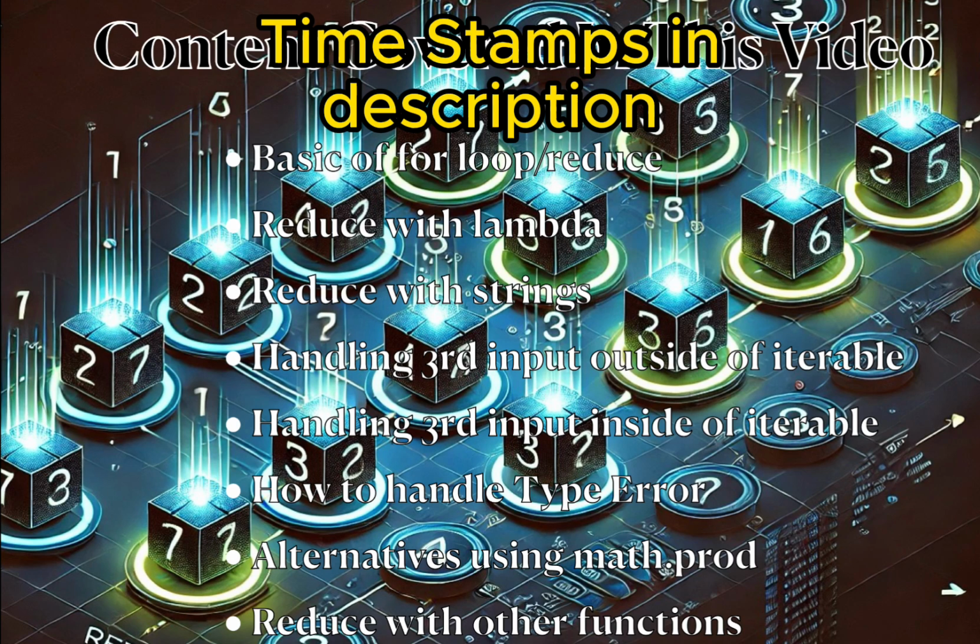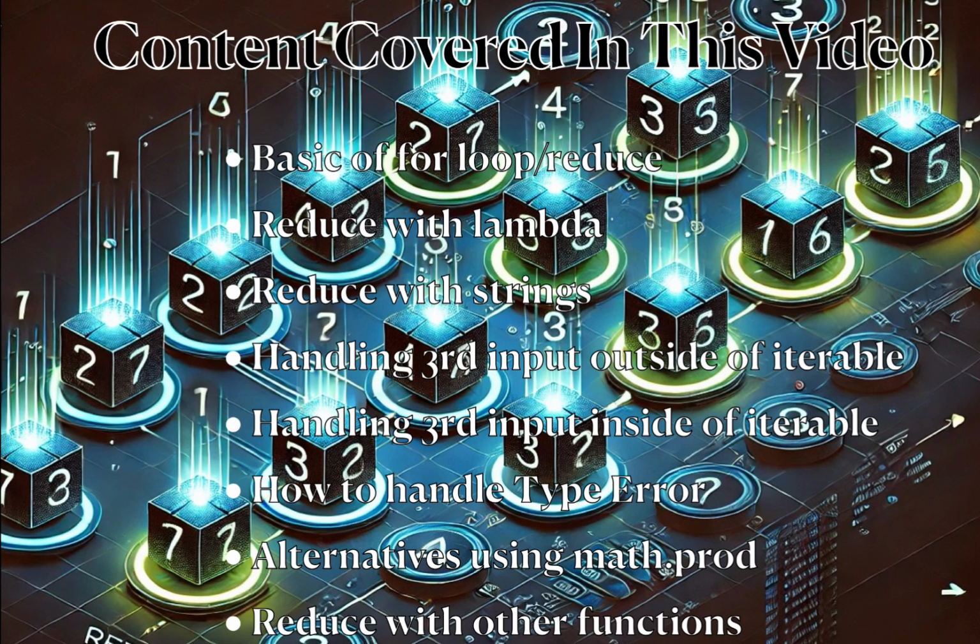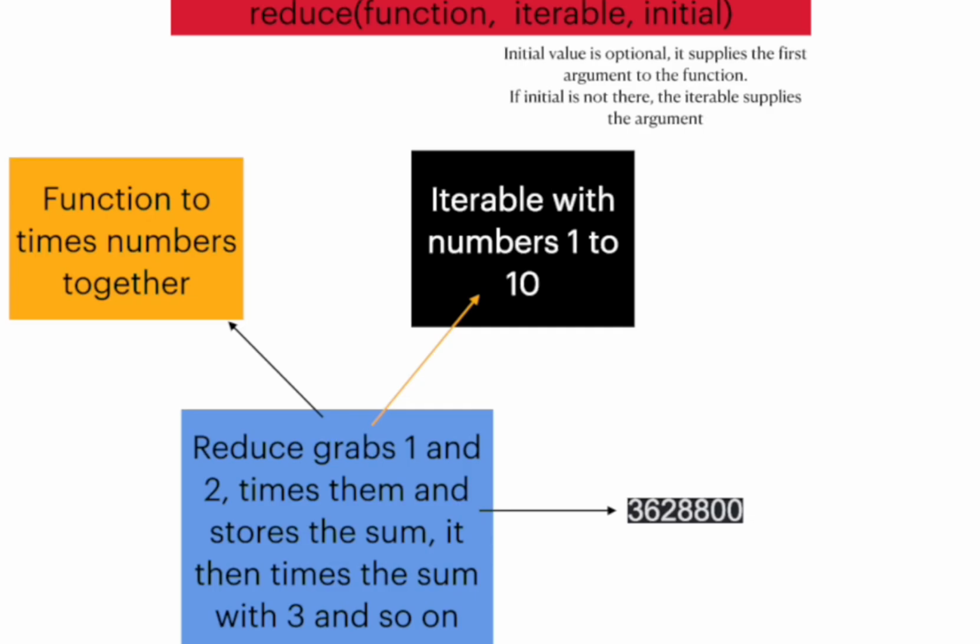Hello, it's Ediford, and in this video I'm going to be explaining the reduce function in Python. The reduce function has three parts to it: the function, the iterable, and the initial value. The initial value is optional, you don't need to put that there.